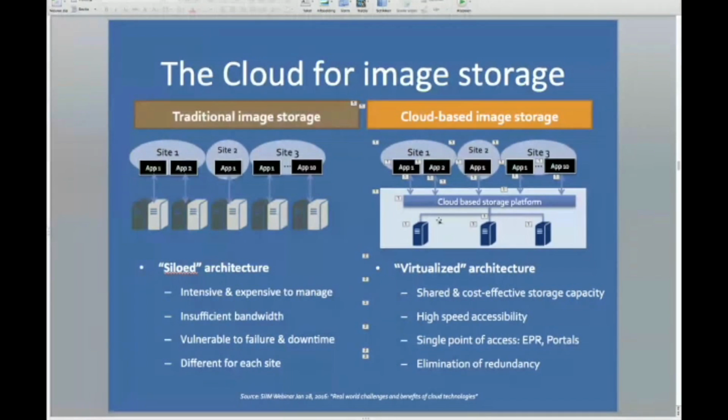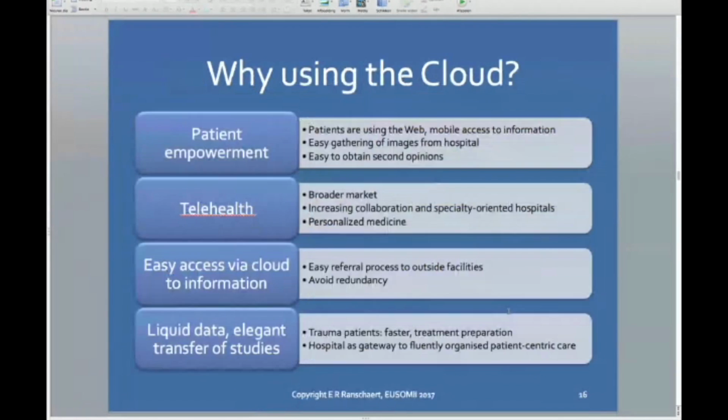Now, when we go to a cloud-based system, there is one shared cloud-based storage platform which is shared by all these different sites. So we have some kind of virtualized architecture, which of course is also shared and thus more cost-effective. There's also higher speed accessibility, and there's one single point of access, which could be, for example, the electronic patient record or a portal. So this way we can eliminate redundancy, not only in equipment, but also in examinations, for example. We will discuss this further. So why should we use the cloud? For several reasons.